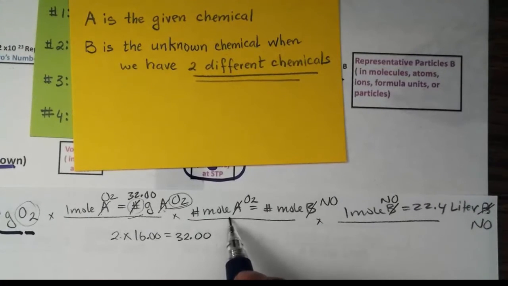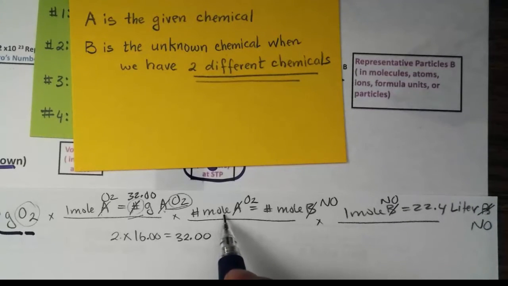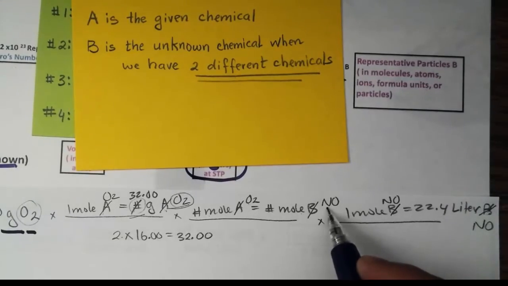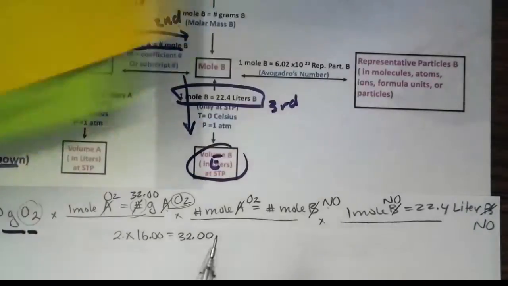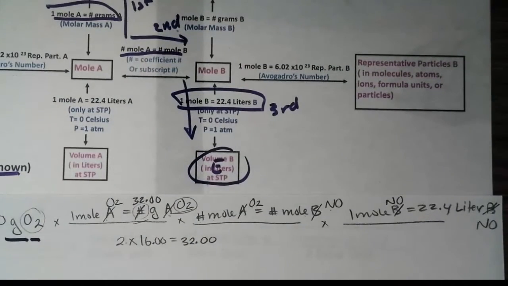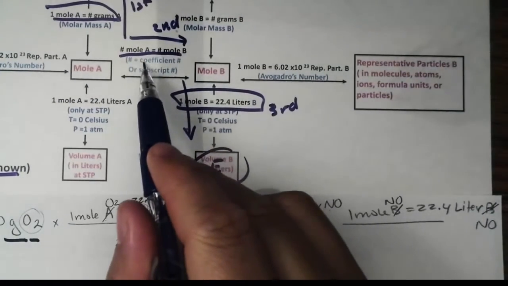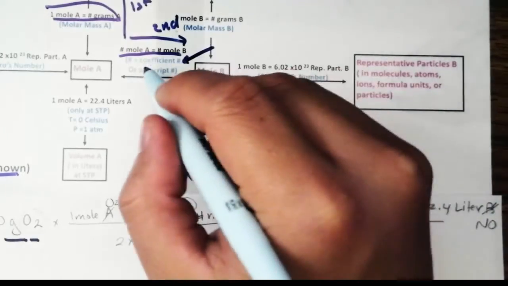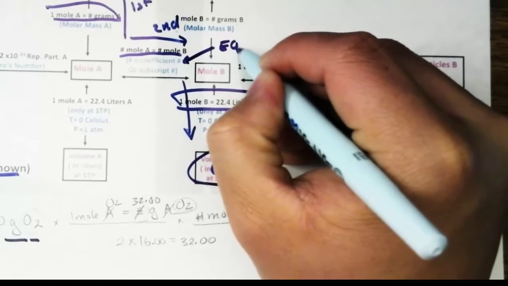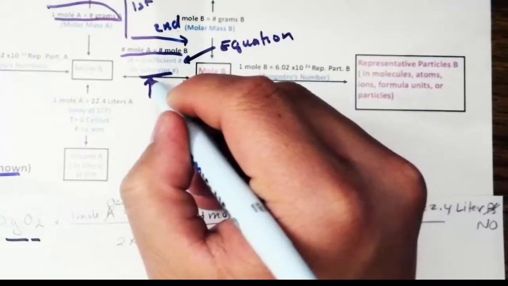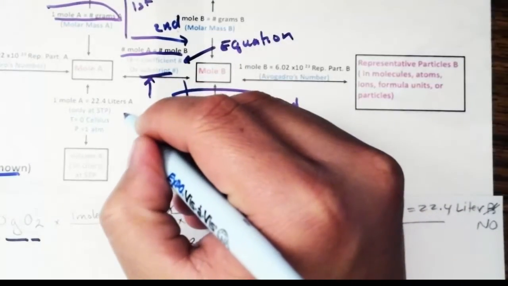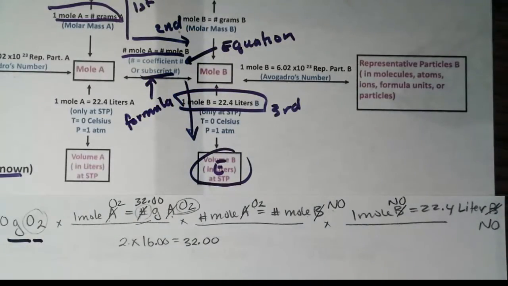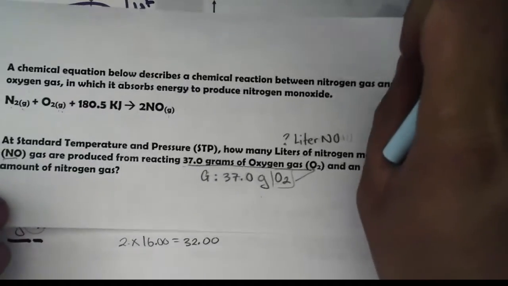Let's move on to the next conversion factor. It says number of moles A, which in this case we know is oxygen, equal to number of moles B, which is NO. So we go back to our flowchart. It actually gives us the idea of where we get those numbers. We either get them from the coefficient or the subscript. In most cases, the coefficient comes from the chemical equation, and the subscript usually comes from the chemical formula. And if we look at the problem again, we don't have a chemical formula as a whole thing.